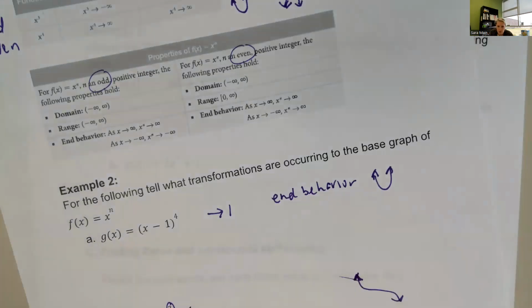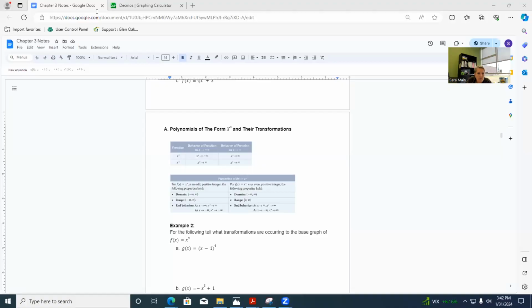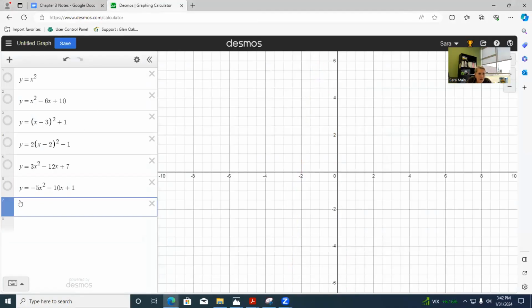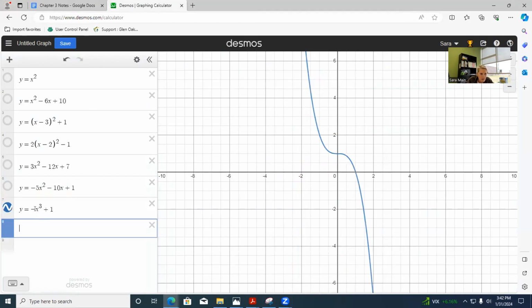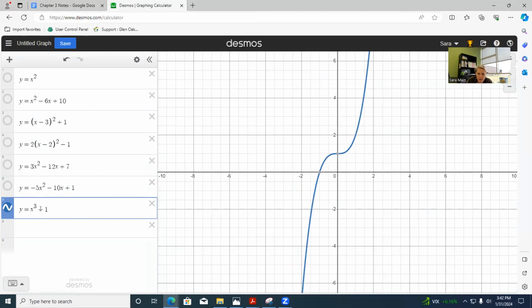Let's actually go to Desmos and look at that one in Desmos. That would be good. So let's type in y equals a negative x to the third plus 1. So if I change it from the negative, it's going to go from the right to the left because of the third. And then when I make it negative, it goes from the left to the right, it goes down.